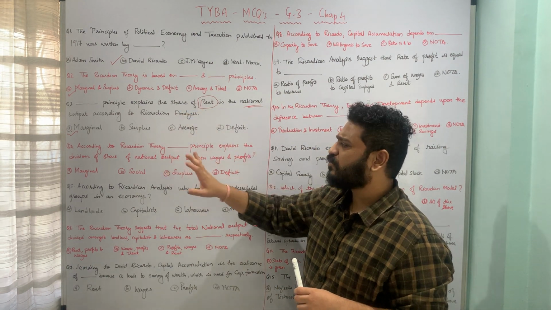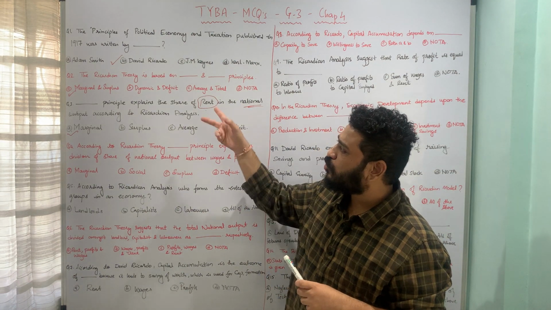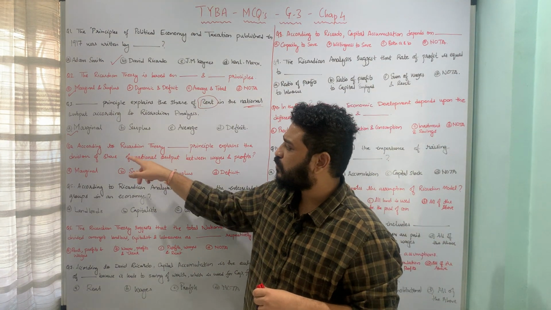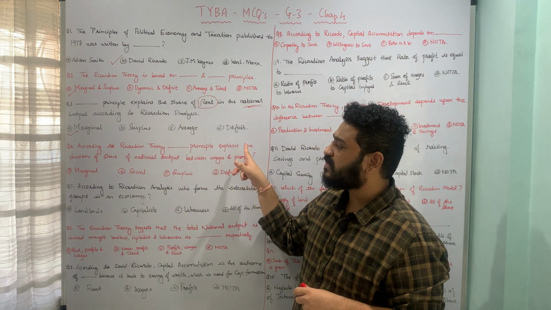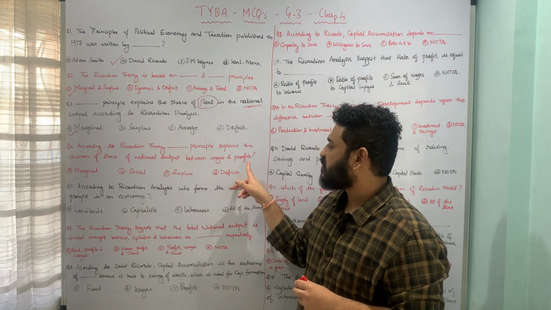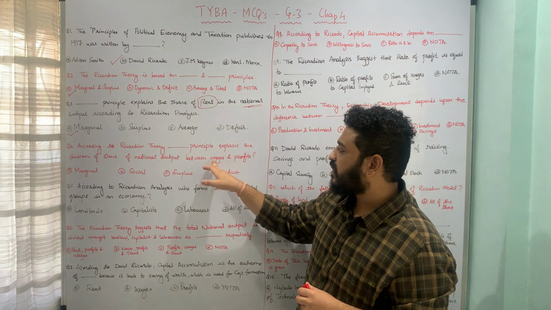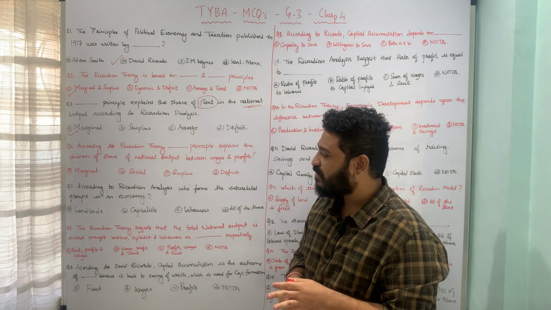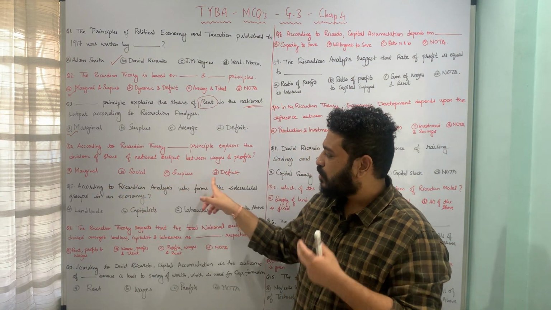Let us now move to the next question, which, as I have told you, is talking about the two principles of Ricardian theory, that is marginal and surplus. So here the second question is, according to the Ricardian theory, dash principle explains the division of share of the national output between wages and profits. Here we have seen the share of rent. Here we are looking at the share of wages and profits, and which principle is helping us to understand that, whether it is A, marginal, B, social, C, surplus, or D, deficit.